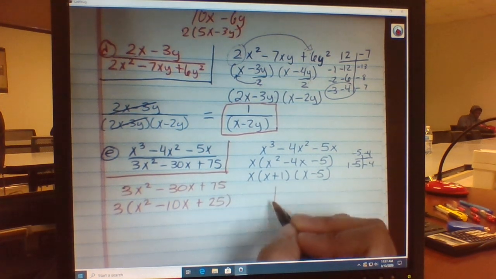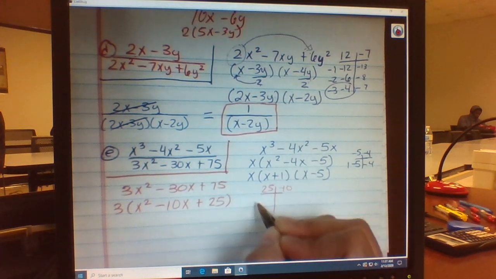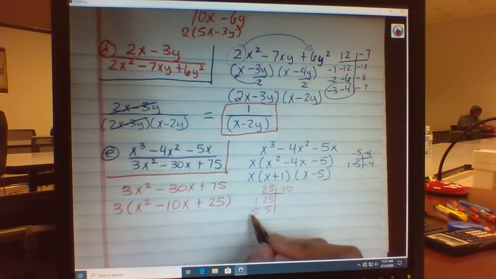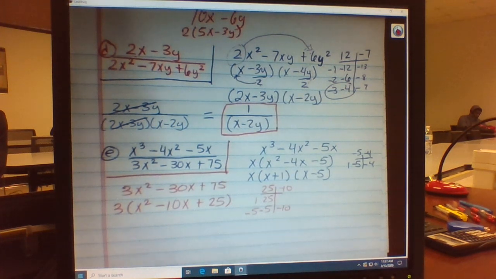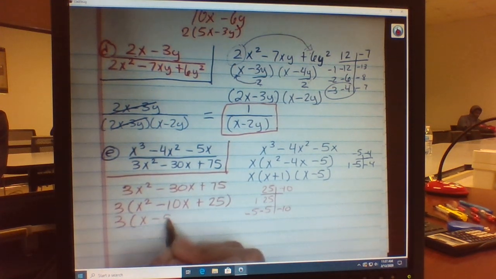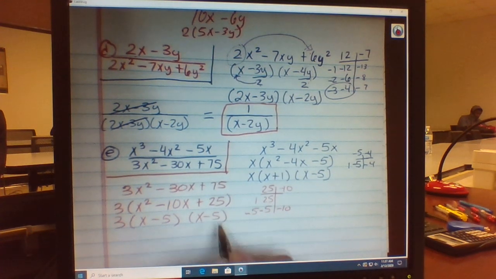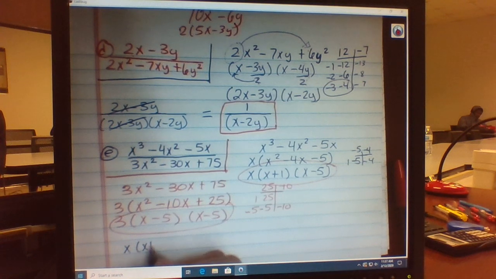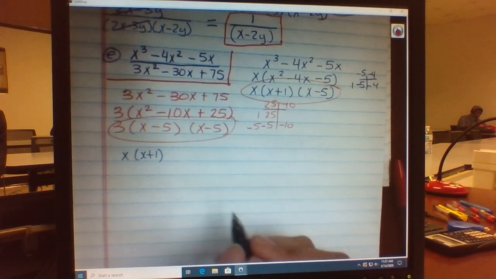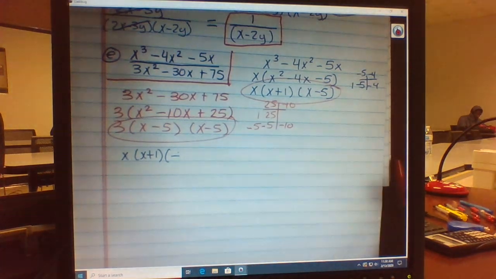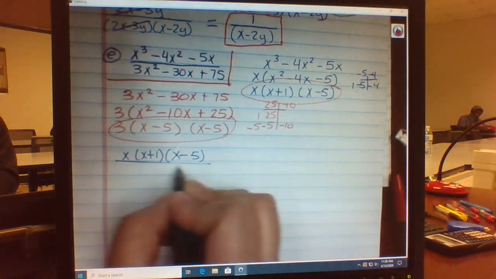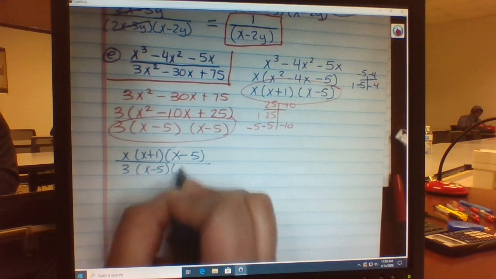Then I look at this, my last number is 25, middle one is 10, 1 times 25 or 5 and 5. But they both have to be what? Negatives. So this is going to become 3, x minus 5, x minus 5. So this is my top, this is my bottom: x times x plus 1, x minus 5, over 3, x minus 5, x minus 5.